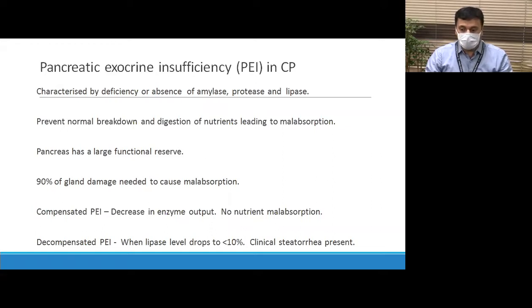While decompensated pancreatic exocrine insufficiency occurs when the pancreatic lipase level drops to less than 10%, and clinical steatorrhea is present in this group of patients.